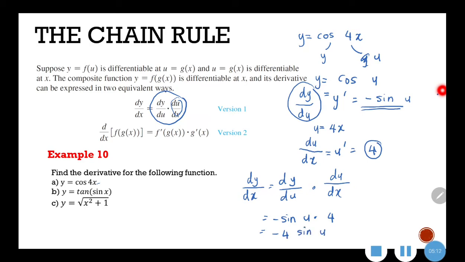But please do not forget, for the final answer, you have to replace u with 4x again, okay? Minus 4 sin 4x. So this should be the final answer, because what we want to do here is differentiate it against dy/dx, not dy/du only. Okay, so now we're going to learn how to use the second method.